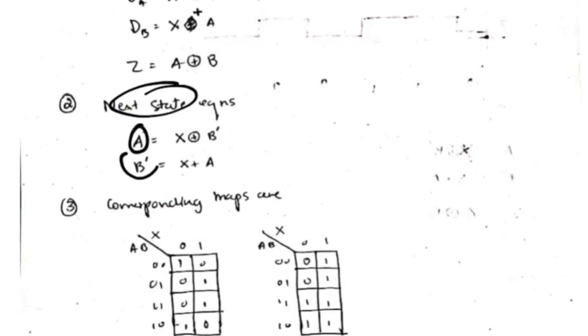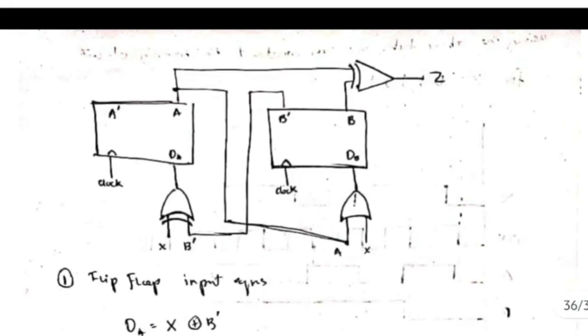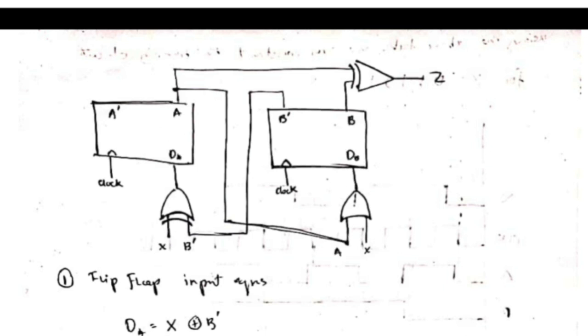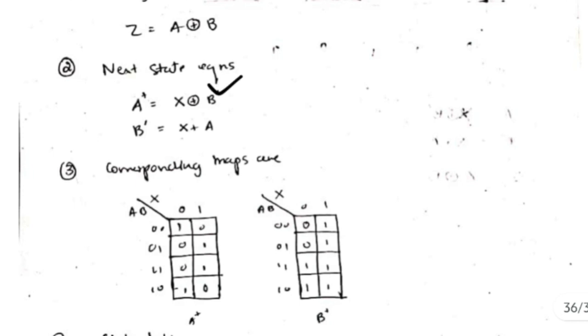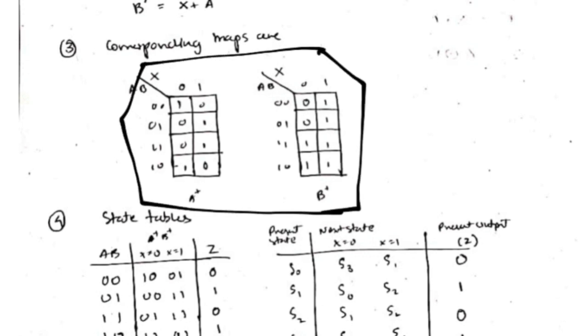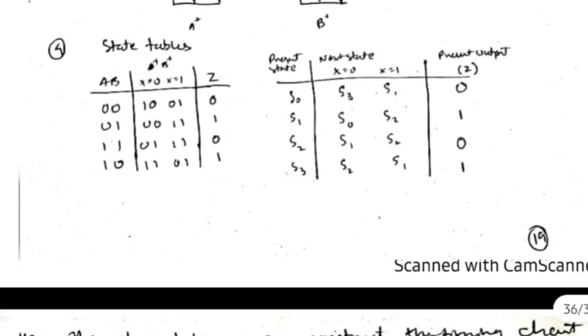Okay, after that the next state equations are A plus and B plus. That's nothing but this one, A plus and B plus. So A plus and B plus is nothing but D. Okay, in D flip flop the input will be same as the output. So the input of B is this one, A or X, and the input of A is X XOR B dash. So those two equations, X XOR B dash and X or A, this will be written, and then we'll make the K map for A plus and B plus, and after that the state table is this.